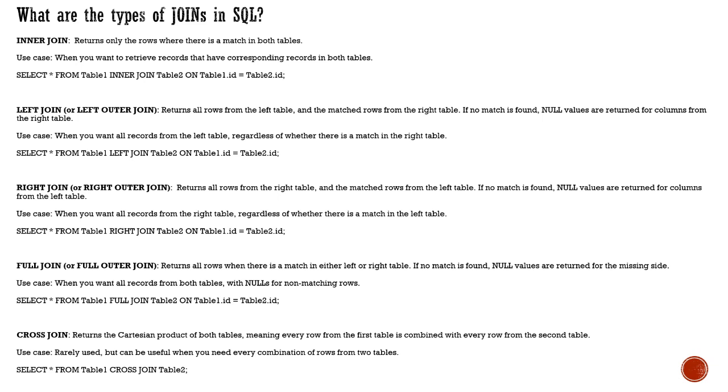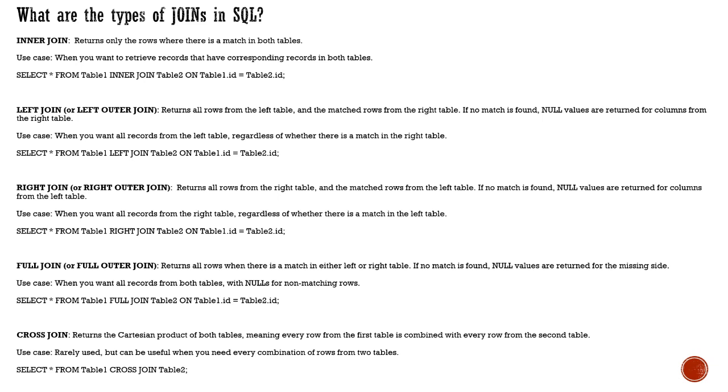Now right join is the reverse of the left join. When you want all the records from the right table, regardless of whether they match or are found in the left table or not, you use that. Now full join will return all the matching rows from either left or right, and if it is not able to find a match, null values will be returned for the missing side. So all the records from both tables, and null for the non-matching ones.